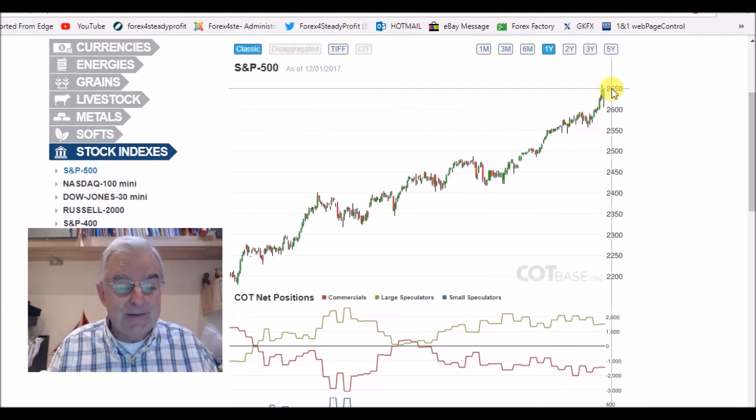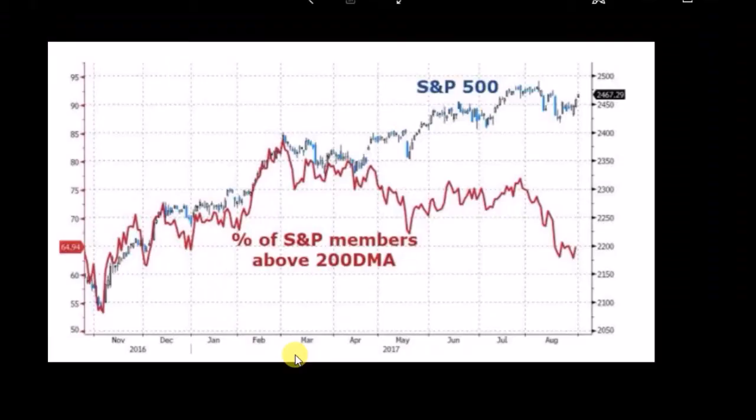We'll see where it goes, but anyway, yes, this is the chart I was talking about. It just shows the percentage of S&P members above the 20-day moving average, and as you can see, this is quite old. This is going back to August. As the price has gone up, so the members have actually declined. Just thought I'd pop that in there.